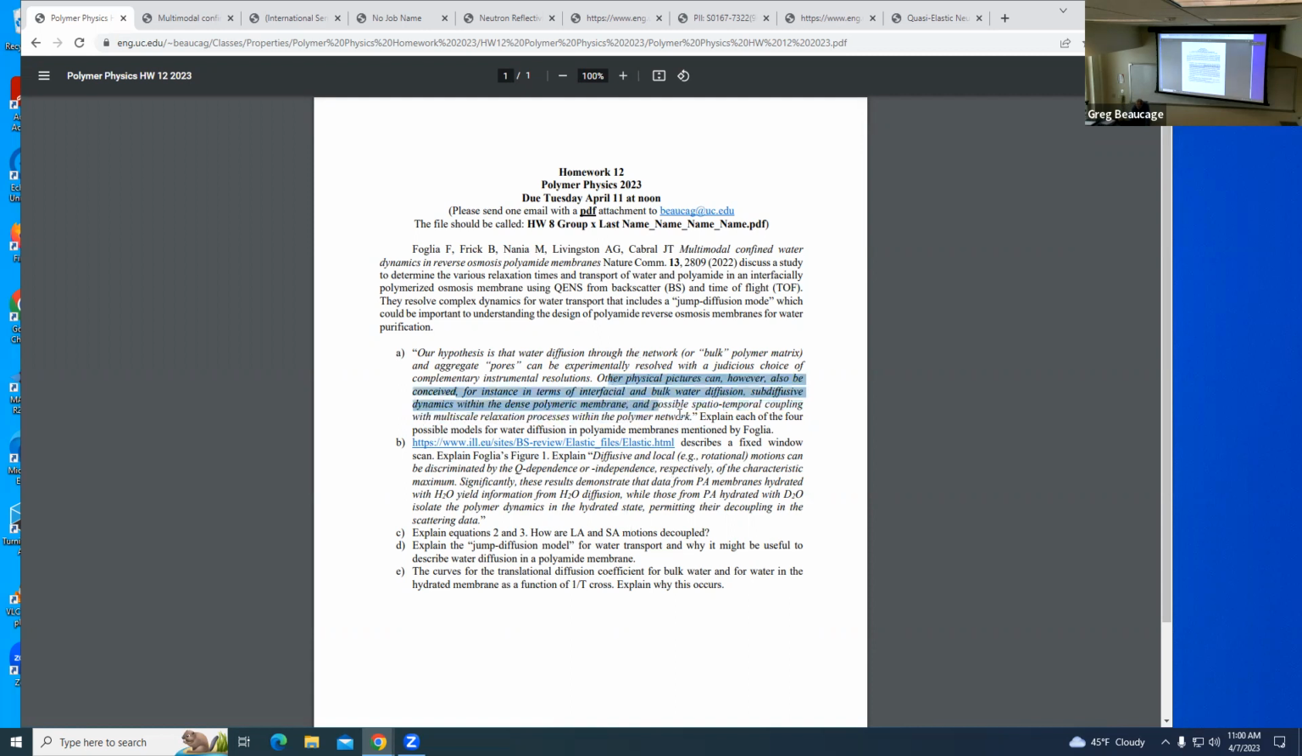Anyway, I thought it was good to look at that and explain each of the four possible models. Water diffusion, some of it you could look up. And then he describes what a fixed window scan is. I think if you can explain that, you are well on the road to knowing what this quasi-elastic neutron scattering is. Because he says, here's this fixed window scan. It never says what it is.